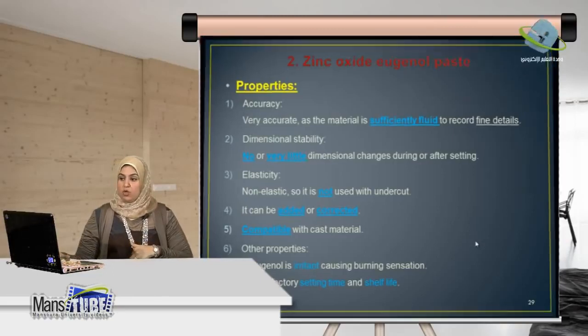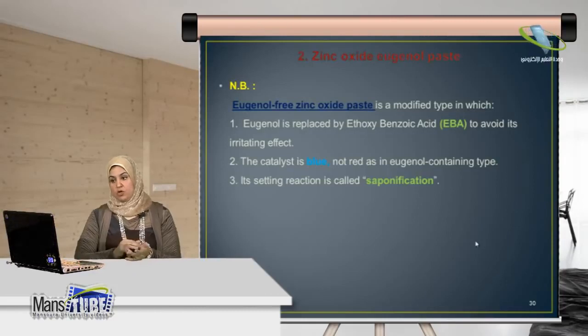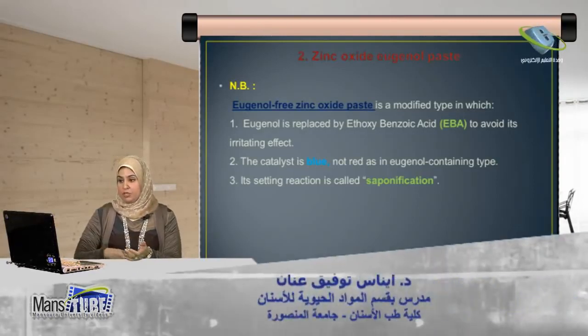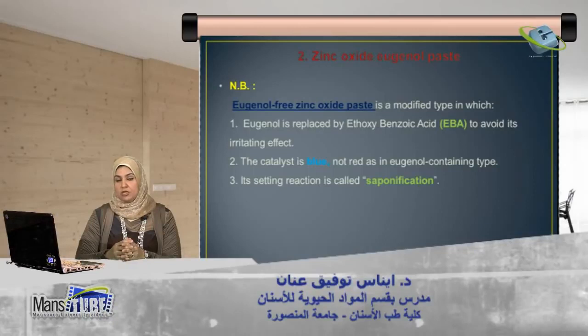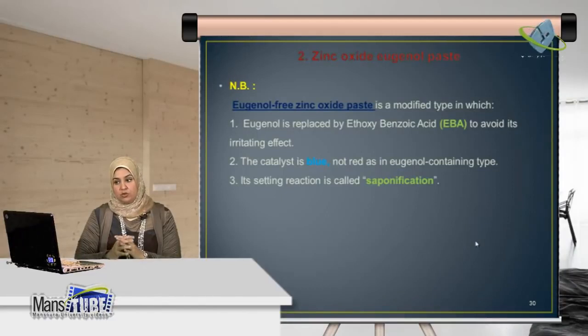That's why we have a new material from zinc oxide paste. It is called eugenol-free zinc oxide paste. For eugenol-free zinc oxide paste, the eugenol is replaced by a material called ethoxybenzoic acid. This material gives a similar reaction to that of zinc oxide eugenol, but with little irritating effect. In this case, the catalyst is blue rather than red as in zinc oxide eugenol. The setting reaction here is called saponification rather than chelation as in zinc oxide eugenol.